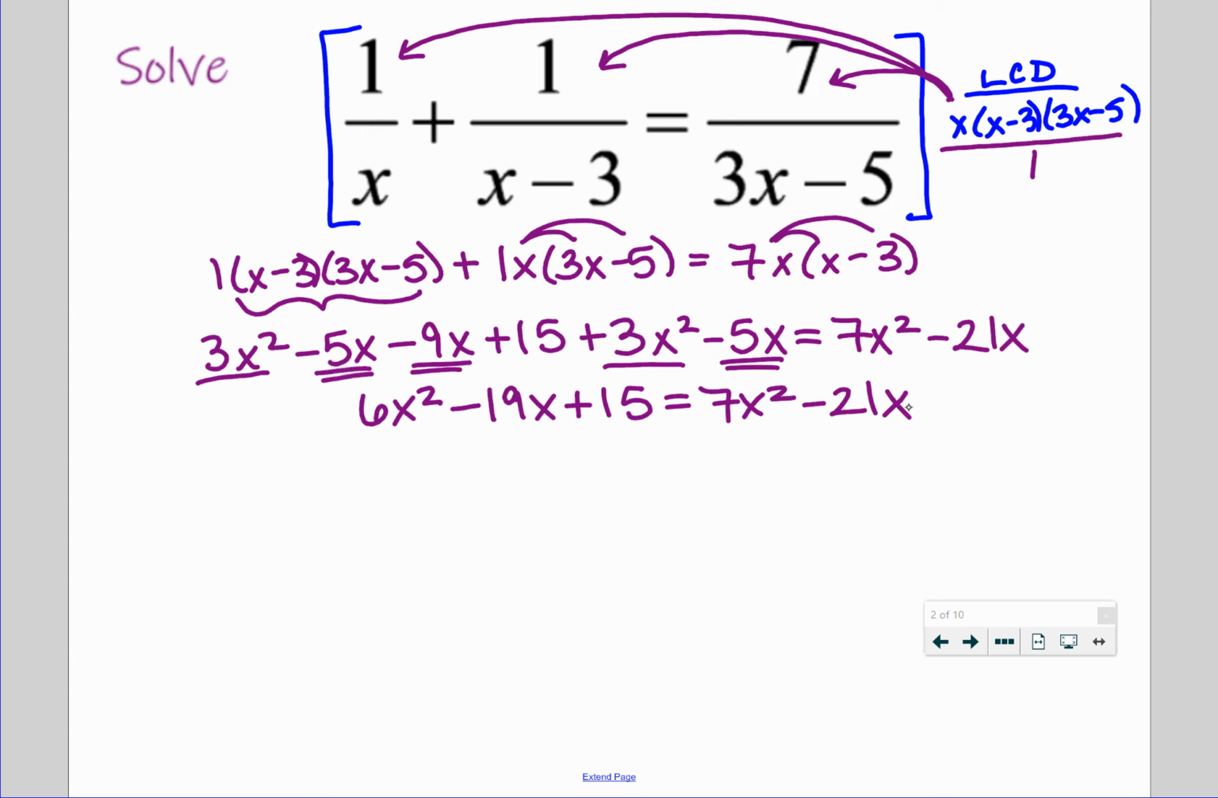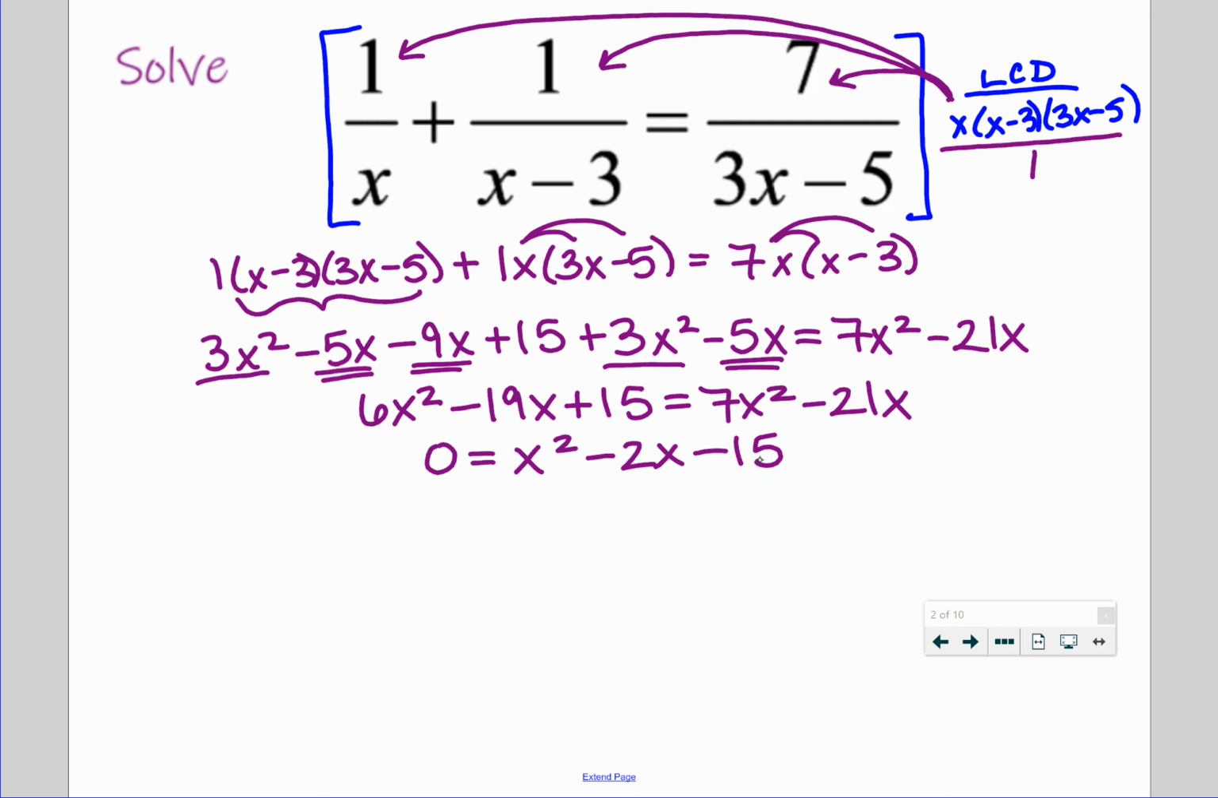Now I can see I have a quadratic. I want to get it equal to 0. I like to keep that first term in front of my x squared positive, so I'm going to move everything over to the right. That's going to give me 0 equals 7x squared minus 6x squared gives me a 1x squared. If I add 19x over, I'm going to have a negative 2x. And if I move the 15 over, I'm going to have a negative 15.